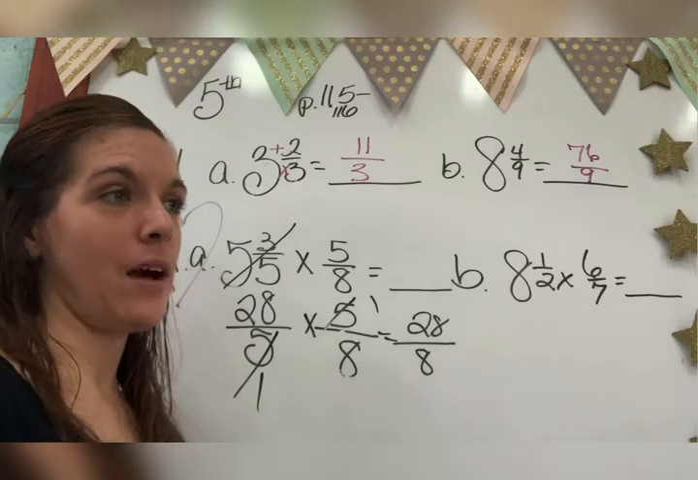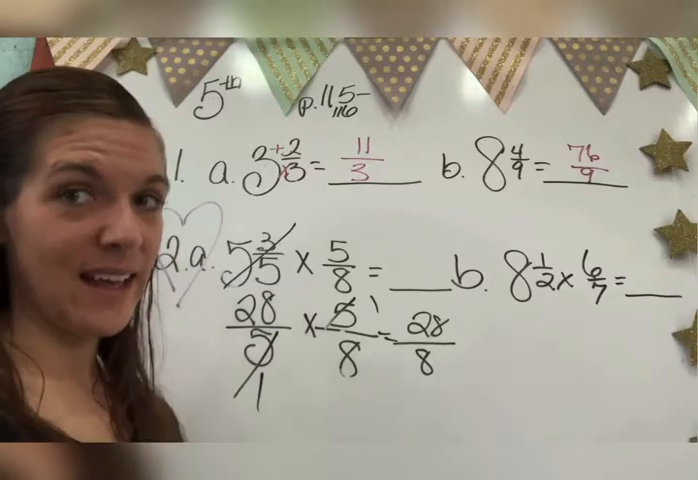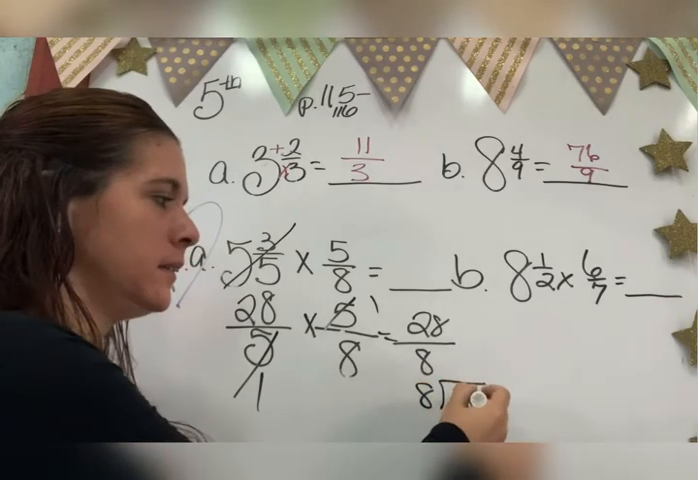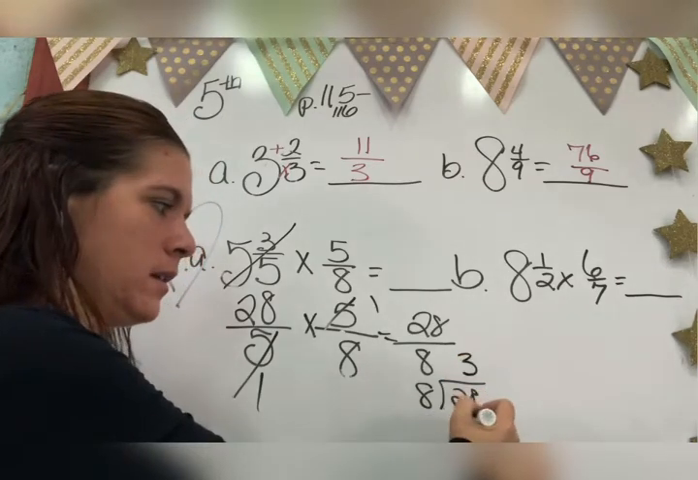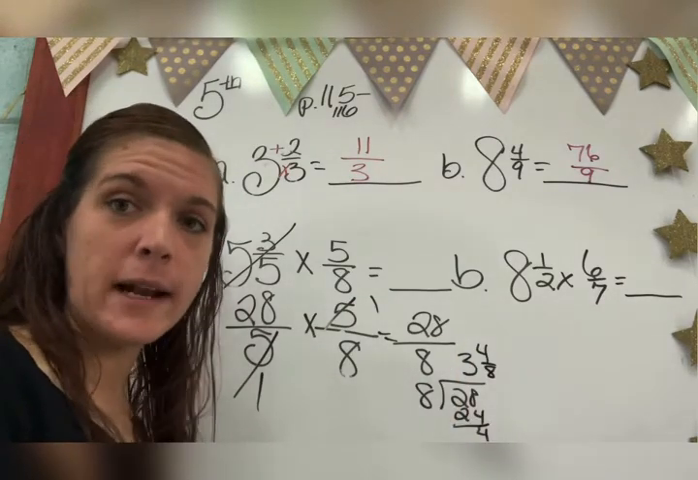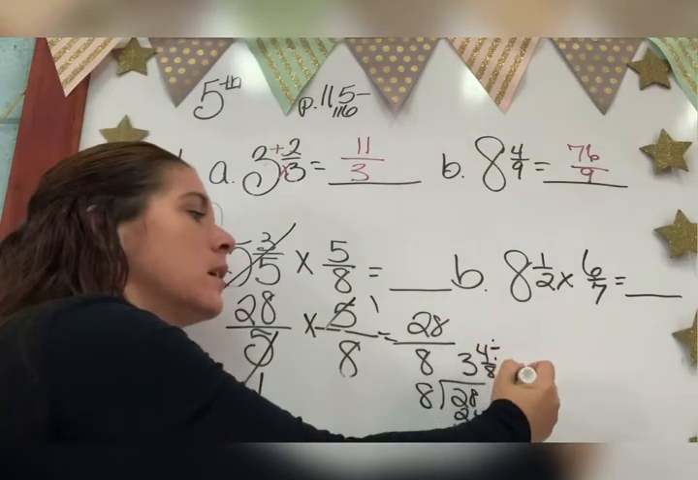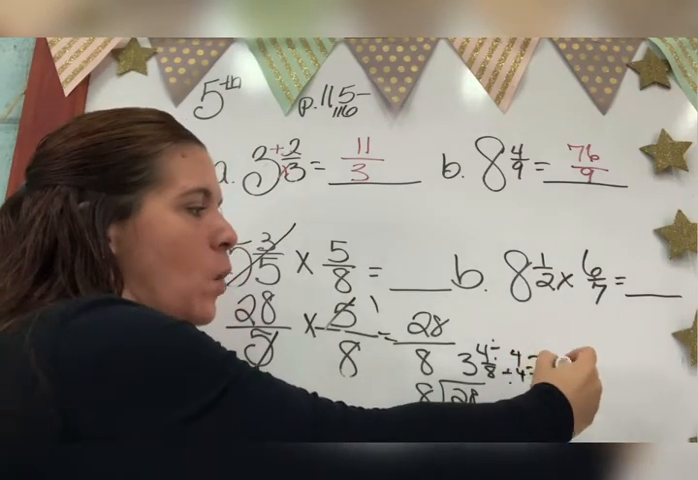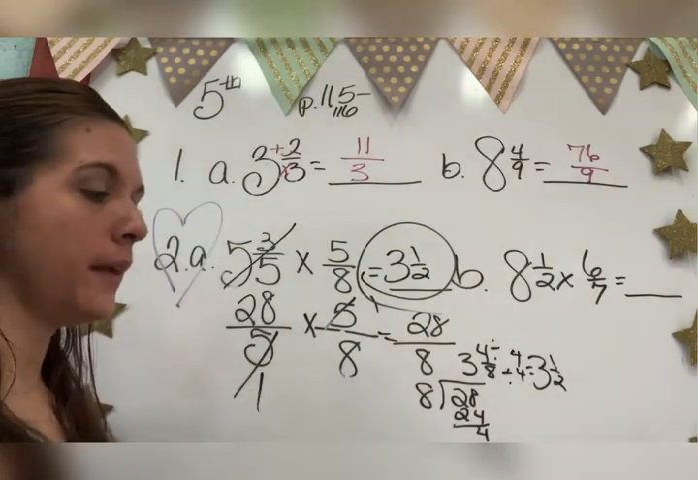Ethan, what do we do now? You make it a mixed number again, right? Because the 28 is bigger than the 8. 8 into 28, how many times? 3. And 4 over 8 is your remainder. Do you need to do anything else, Mario? What do you need to do? Reduce. What are we going to be dividing by, Mario? 4. So that's 3 and 1/2. And there's your answer. Okay?